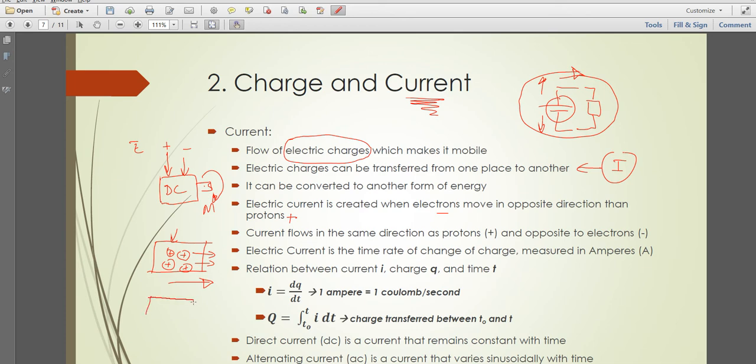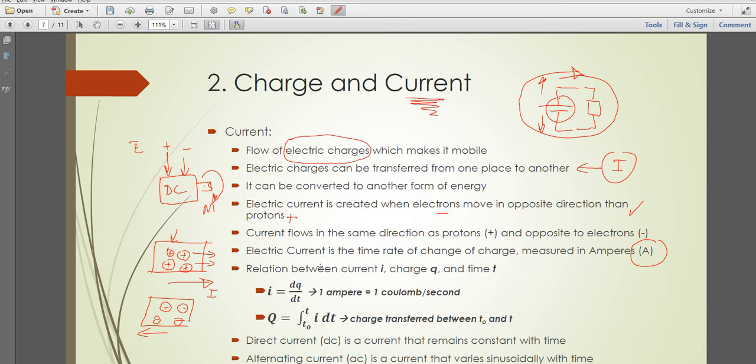If the current is going this direction, automatically those electrons, the negative ones, are going the other direction, opposite of the current and opposite of the protons. So this is what I wanted to explain by this part here. Current flows in the same direction as the proton, and opposite for electrons. I explained that. Electric current has a unit which is ampere.